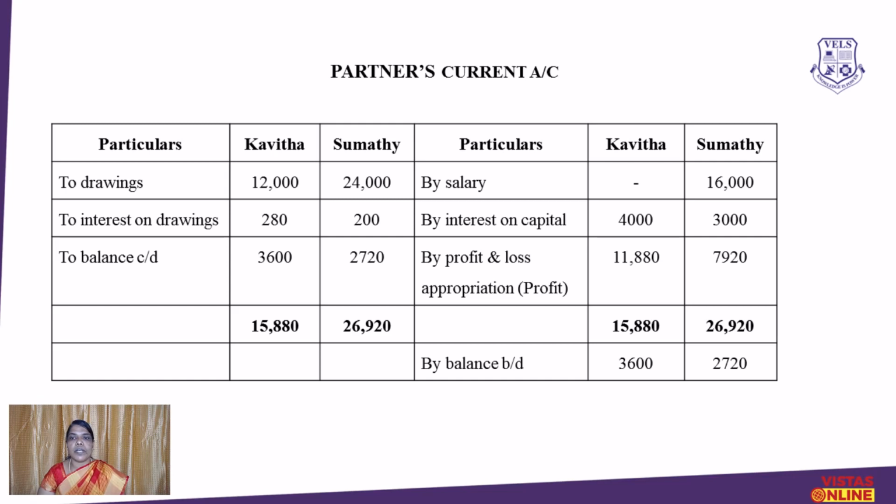Then we can move to Sumati's total. We will get 26,920. After subtracting the debit side total, we will get 2,720. So we can write it to balance CD for Sumati 2,720. Both balances we have to bring down by balance BD. For Kavita 3,600. For Sumati 2,720.